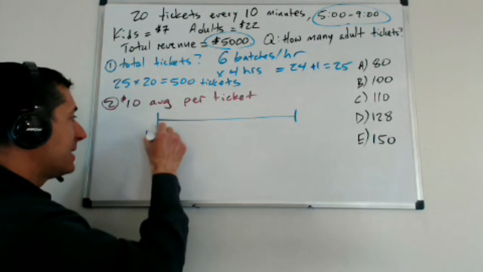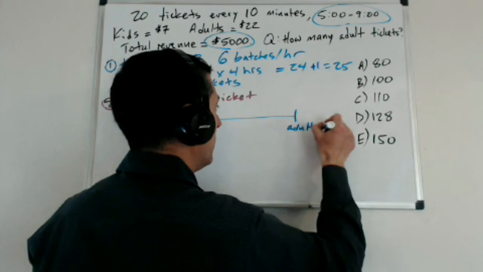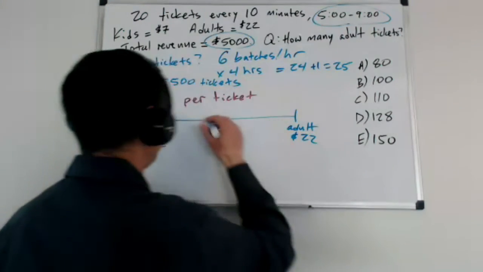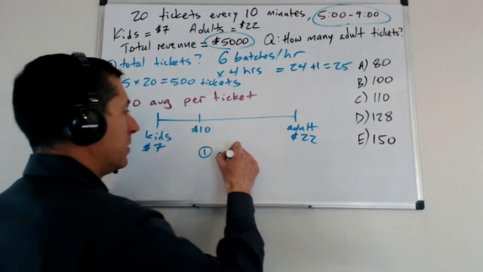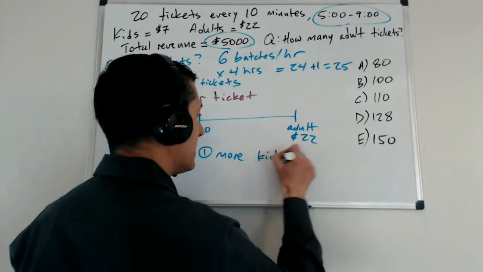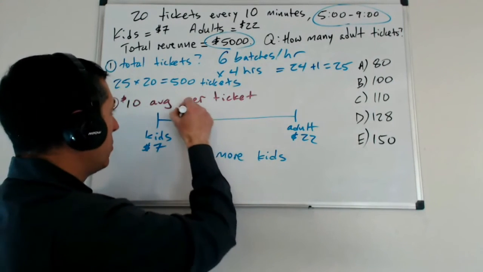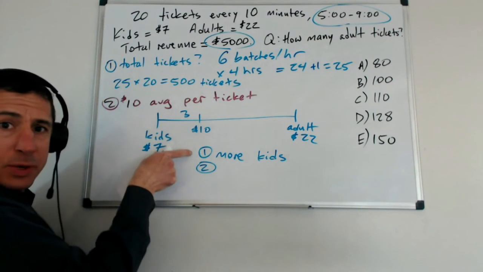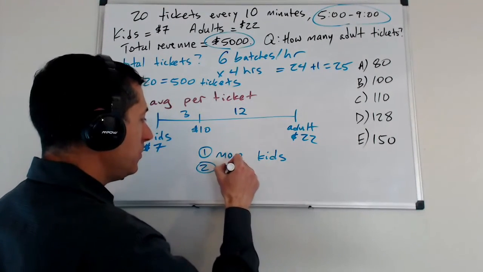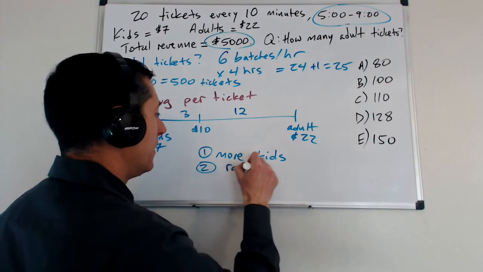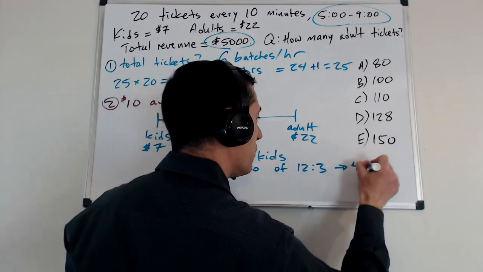Recognize that the kids tickets are $7 each. Adult tickets, $22. Weighted average is $10. So we know that for sure we have more kids tickets. And now we just do a little bit of subtraction to get the ratio. This is a distance of 3 between the weighted average and the kids ticket price. We know that this is 12. So we have a ratio of 12 to 3, which reduces to 4 to 1.